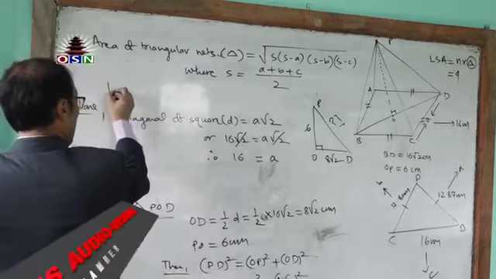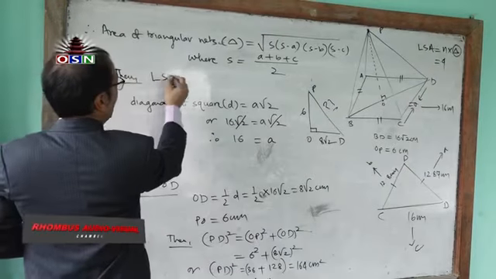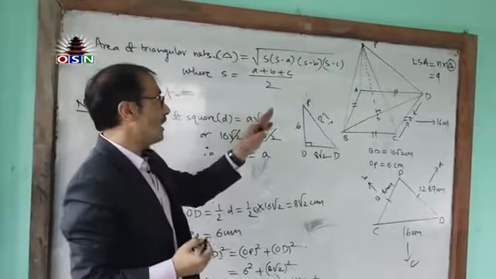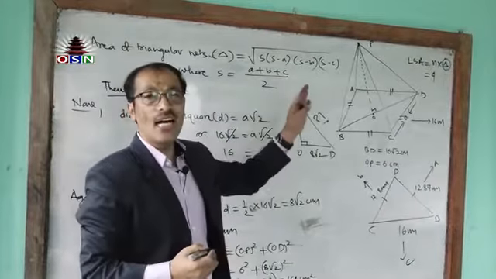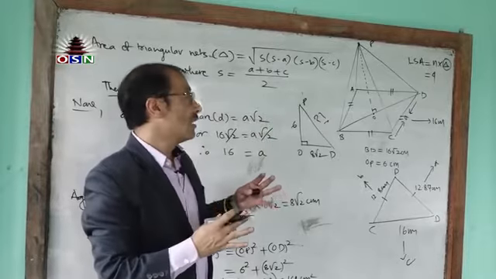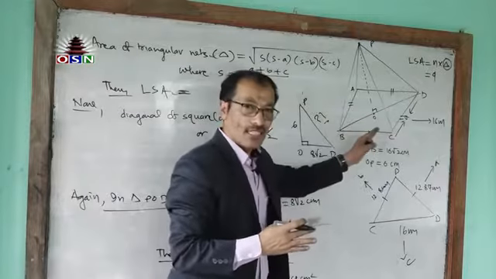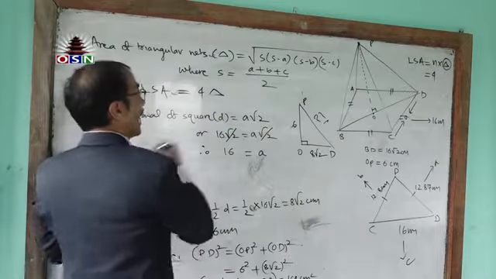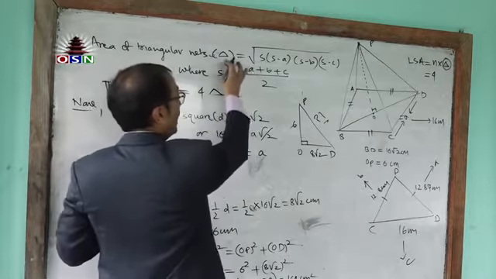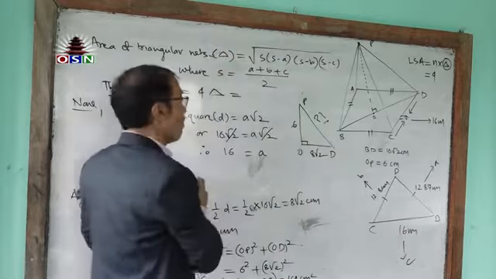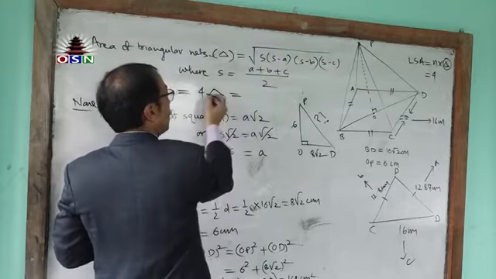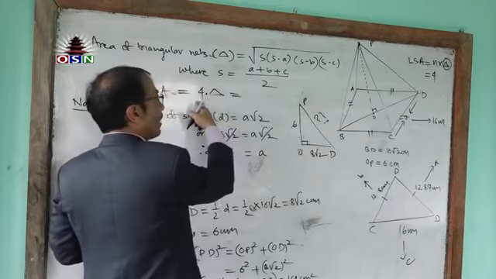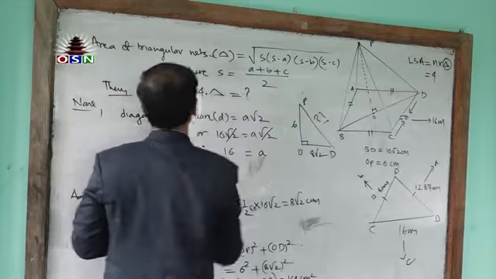Then you can find LSA. LSA means lateral surface area. Lateral surface area means the total area of the triangular nets only, except the base. There are 4 triangles, so you write 4 times the triangle. First you find the area of the triangle using this formula, then multiply by 4, because there are 4 sides, the number of sides, and you will find the lateral surface area.